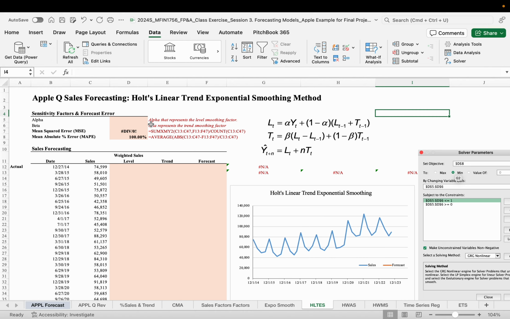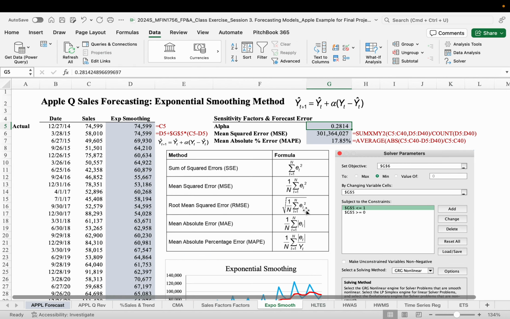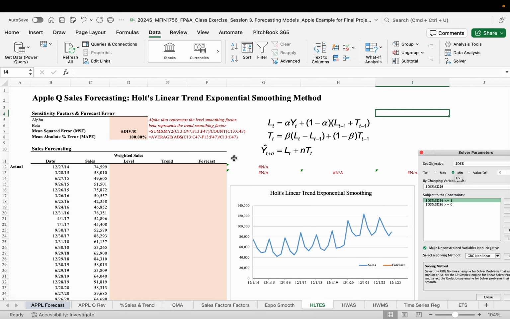So alpha represents the level smoothing factor, and beta now represents the trend smoothing factor. We also consider a trend here, right? Where L_t is the level of the sales and T_t is the trend, and n is the number of periods ahead. So we can use the Solver as well here again to find the optimal values for alpha and beta.